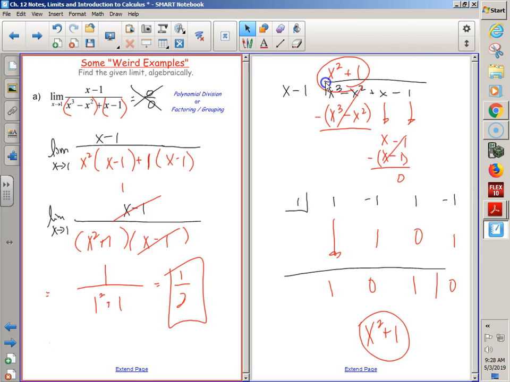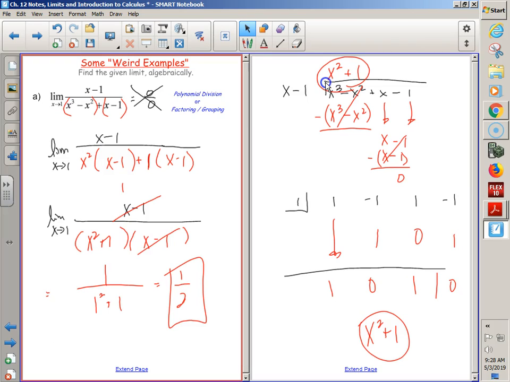Now, grouping doesn't always work. Be careful. This time was easy to see for some of you. Grouping worked because there was a shared x squared. It comes out. I have x minus 1. There's a shared x minus 1 with an x squared plus 1 remaining, and then I was able to reduce. But careful, grouping doesn't always work, so here's what else you could have done if you couldn't see it.